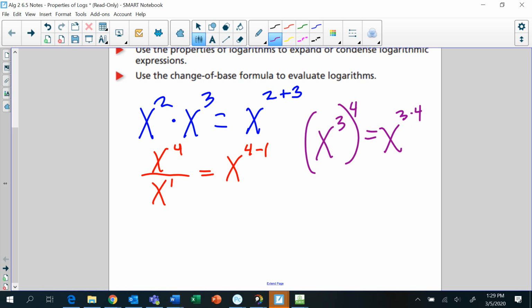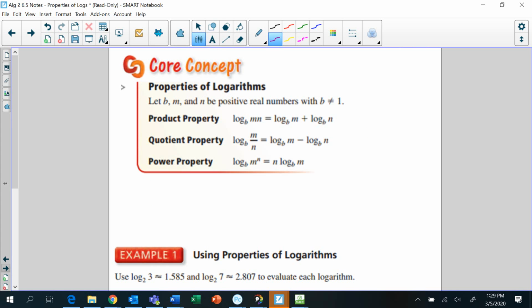Okay, so because logarithms are inverses of exponents, the rules are the same but reversed. So the properties of logarithms are, the first one is the product property that says if I have log base b, there are no numbers in here, I'm just going over this, it's not going to make a lot of sense until we actually use it.